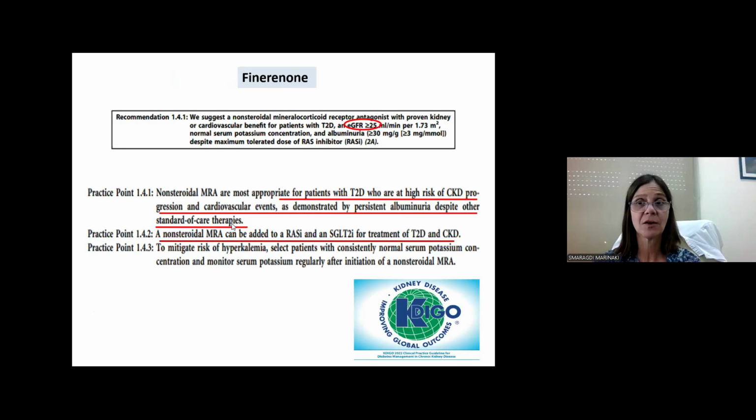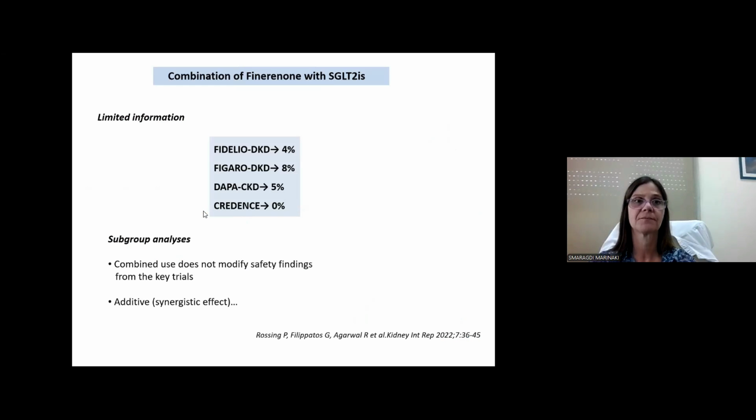We have to be cautious with potassium. Patients with hyperkalemia are not suitable for finerenone, but it has proven efficacy as add-on therapy on top of RAS inhibition and SGLT2 for the treatment of diabetic nephropathy.